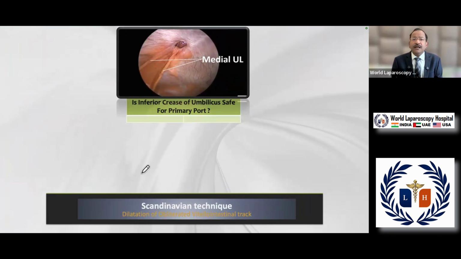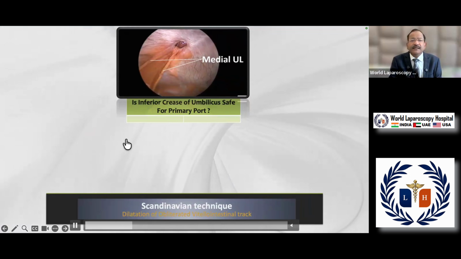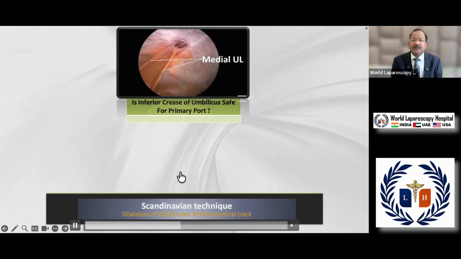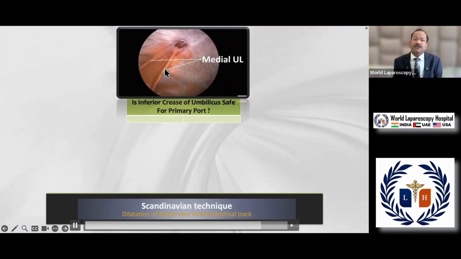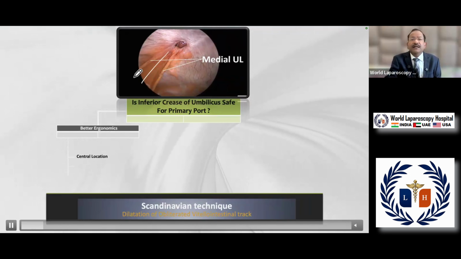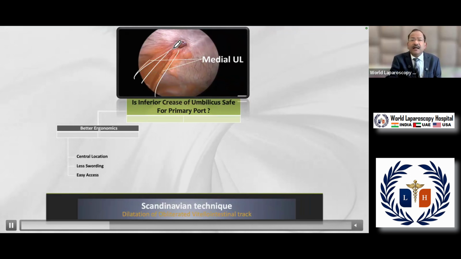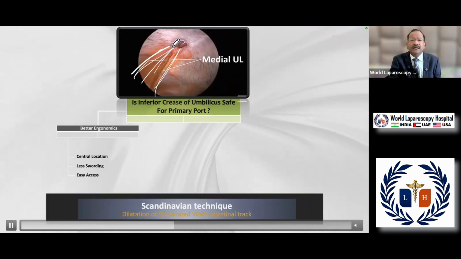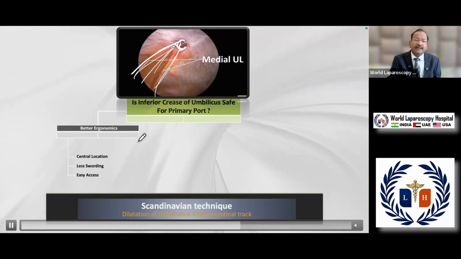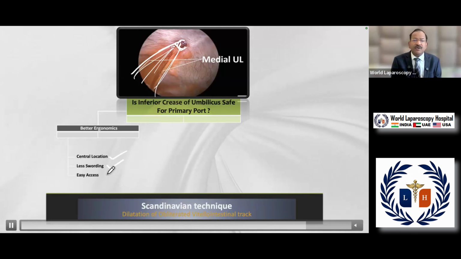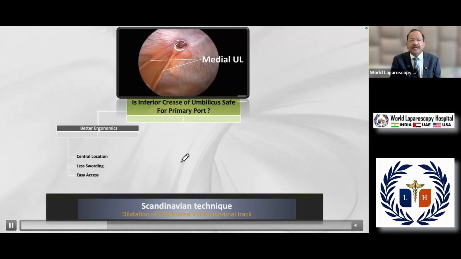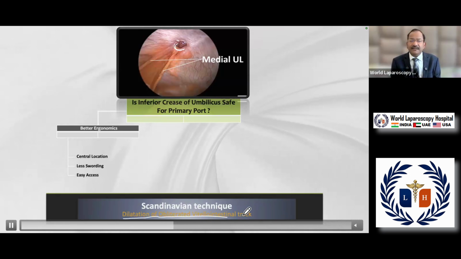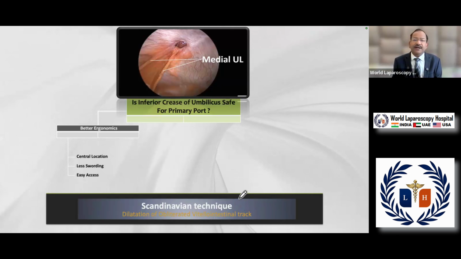Now, if you are using umbilicus, then inferior crease is considered better than the other access. Why is inferior crease considered better? Because this is the point where all the remnants of the umbilicus are joining, like urachus is joining, medial umbilical ligament is joining, and then umbilical arteries are joining, and the vitellointestinal tract is joining. So, it has a central location, less swording and easy access. So, if you are using umbilicus anyway, then prefer the inferior crease. This idea was given by a Scandinavian surgeon. So, it is also called the Scandinavian technique.